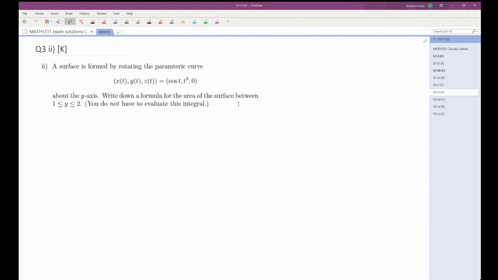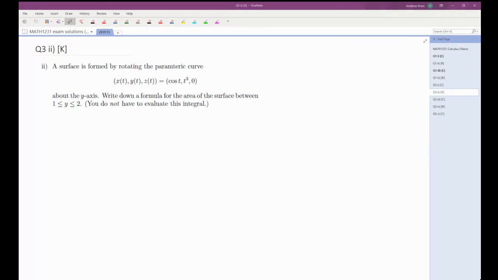The other thing is we're rotating about the y-axis. The notes do have a remark about the formula for the y-axis, but the formula that's given in the notes is for rotating about the x-axis, so you need to adapt that formula. So maybe I'll write down the formula for rotating the curve around the x-axis first, and then say what the y-axis one would be.